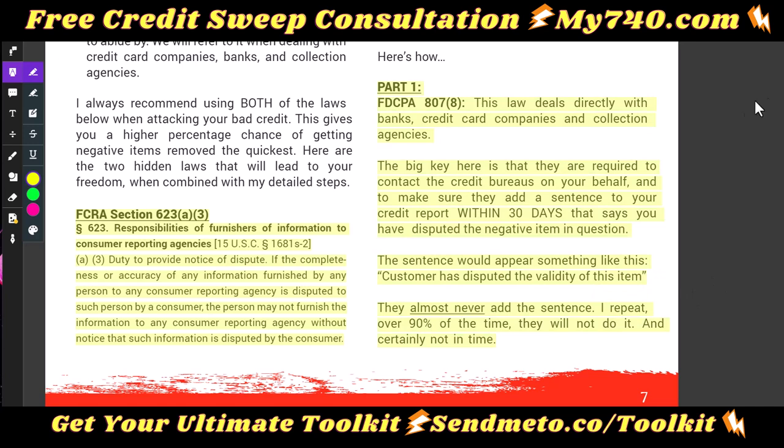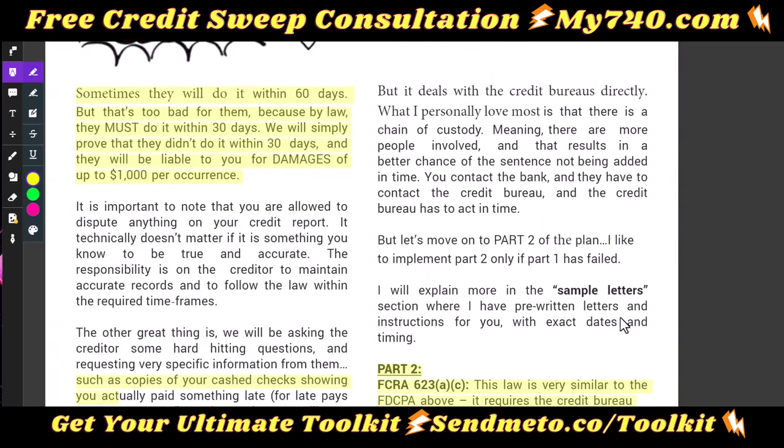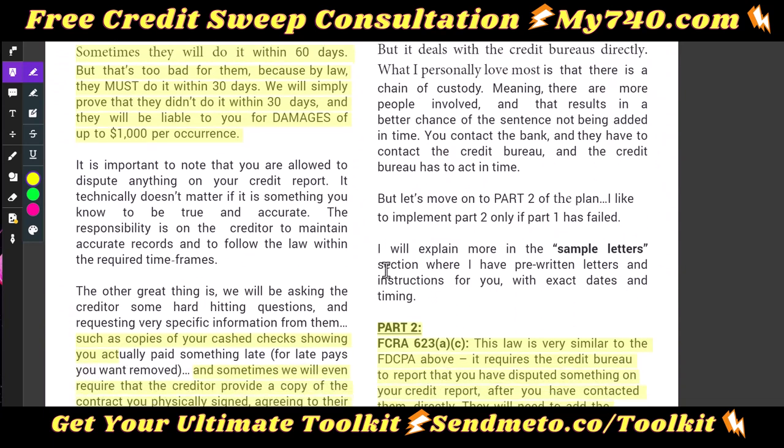Look, here's the thing. They almost never, ever add the sentence. I repeat, 90% of the time, they do not add it. I mean, sometimes they do it like within 60 days. Maybe they do it on the 31st day, but too bad. Because by law, they must do it within 30 days.